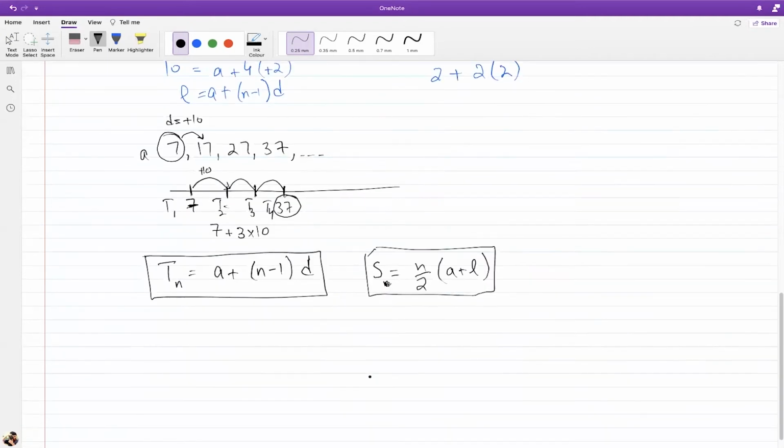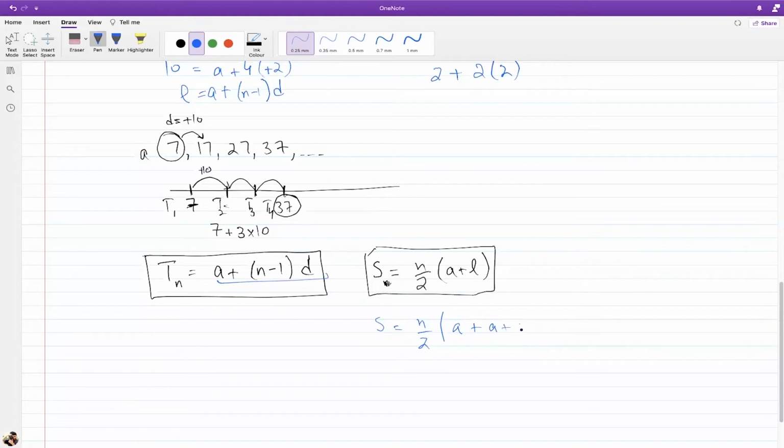Now here's another thing. If I don't know the last number and I don't want to figure out the last number, then I can simply plug in the formula here. So this is n by 2 (a plus, what is the last number?). The last number is a plus (n minus 1) into d. Now there will be some algebra here, so let me just simplify this. This becomes n by 2 (2a plus (n minus 1)d). And that's the formula that you will find in your books.